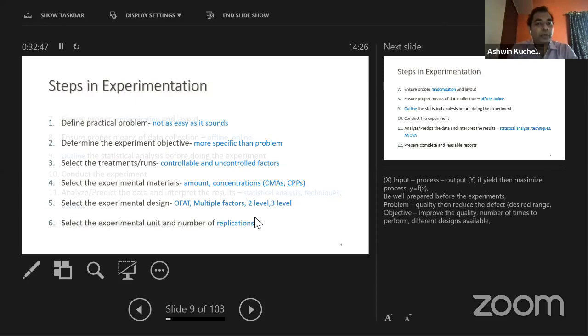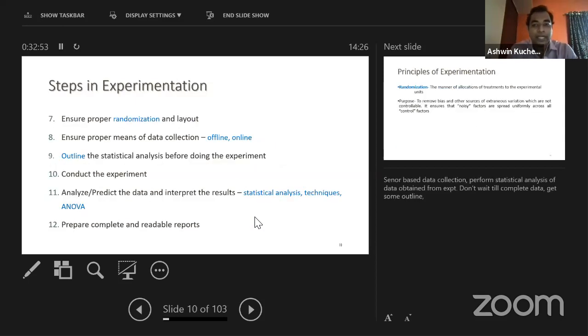Next is ensure proper randomization and layout. Randomization means the trials you perform based on the design you have selected should be randomized. This is the other principle used during experimentation. Randomization and replications are discussed in our further slides. The next point is ensure proper means of data collection.